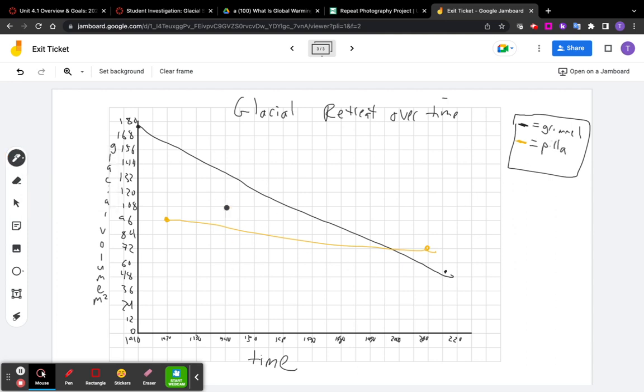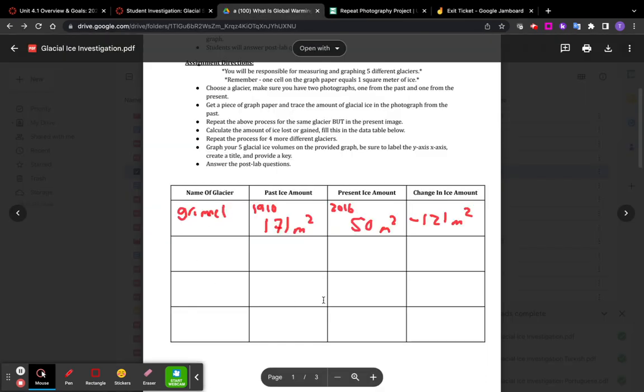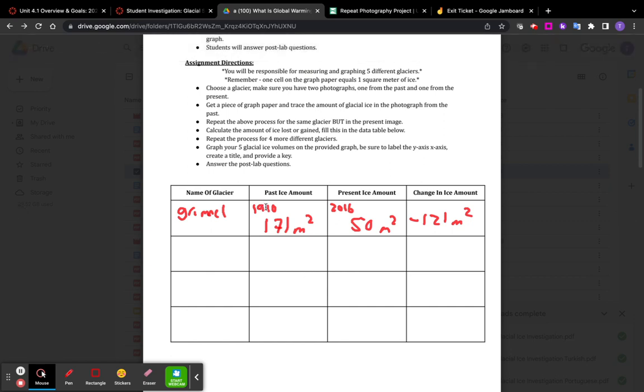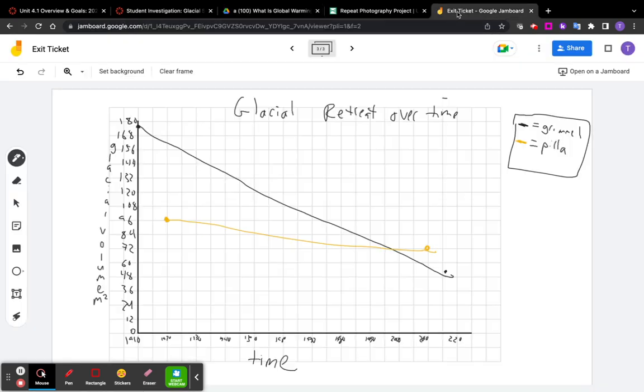All right. But most importantly, before you make your graph, you really do have to make sure that you have all of your data done. That way you can decide what years you want to put on the x-axis and what volumes of glacier ice you're going to put on the y-axis. If you need help, call me over.